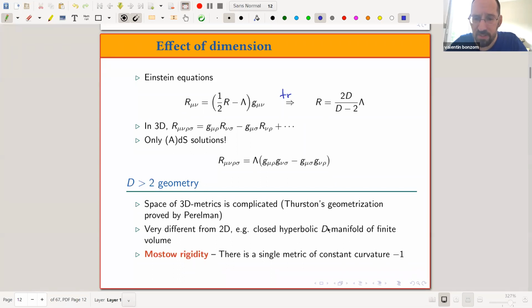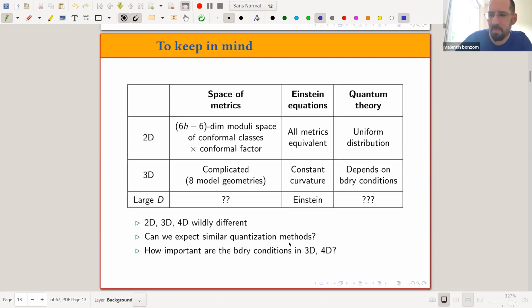Obviously, it depends on the assumptions that I started with. So if the volume is infinite or if it's not a closed manifold, it can be very different. So just something to keep in mind, that the dimension is important in quantum gravity. In 2D, we have this moduli space of conformal classes and conformal factors. But in 3D, it's more complicated. You have 8 model geometries that I will not talk about. It's everything proved by Perelman eventually. And classically, you have Einstein equations. In 2D, all metrics are equivalent. And in 3D, you only have constant curvature metrics. So very, very different set of classical solutions.